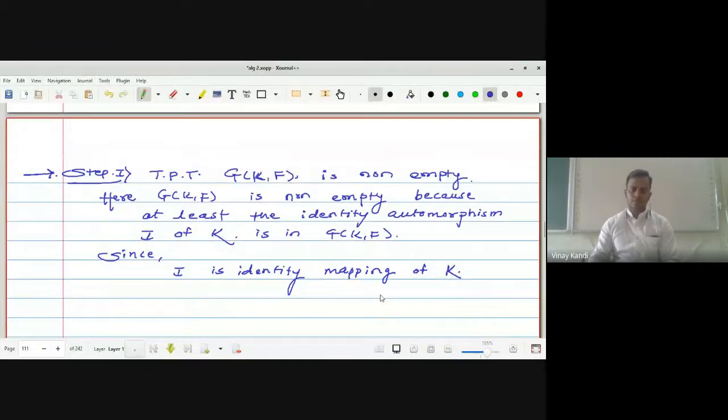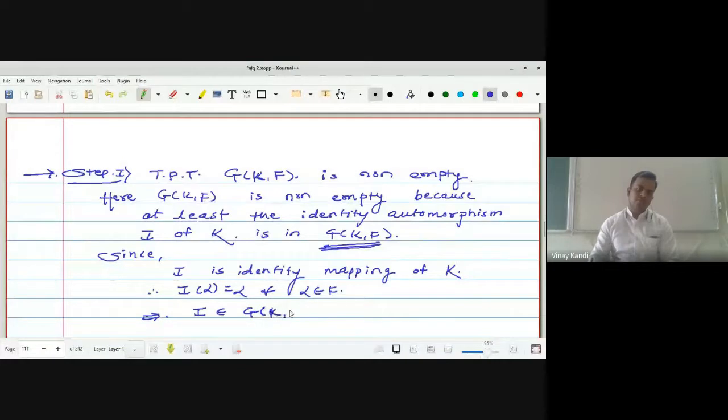Okay, for a function to belong to this group, this set, what has to be true? I of alpha is equal to alpha for all alpha belonging to F. Okay, this is the condition we have to prove. So here I is the identity mapping of K. Therefore, I of alpha is equal to alpha for all alpha belonging to F. So this implies I belongs to G_K(F). Is it correct?